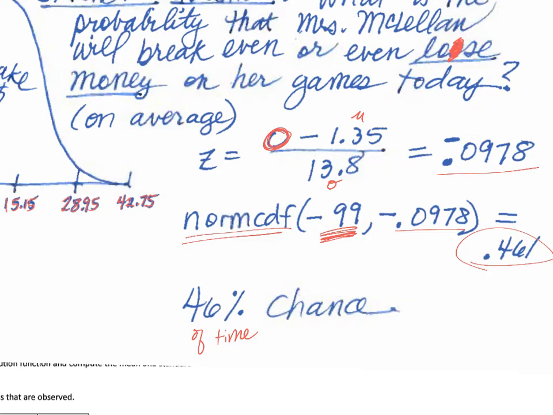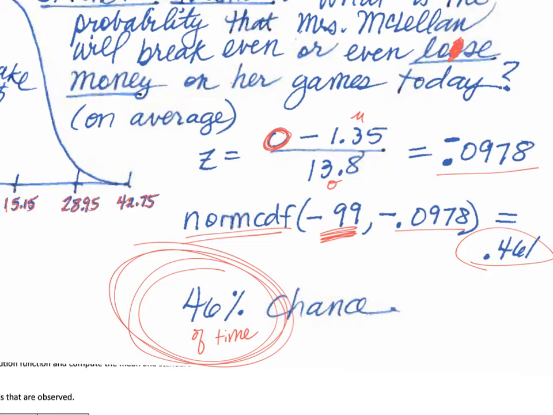But what's the flip side to that? 54% of the time, I'm going to be what? Making money, and I'm going to be making money more frequently than I'm losing money, so I'm good with that. And how do I know that this 46% will hold true? Law of large numbers. It tells me that in the long run, after days and days and days and days, 46% of them will be losers and 54% of them will be winners.